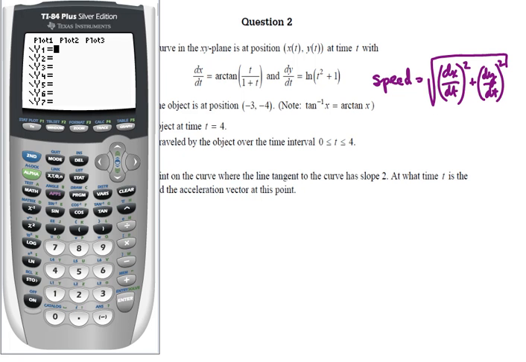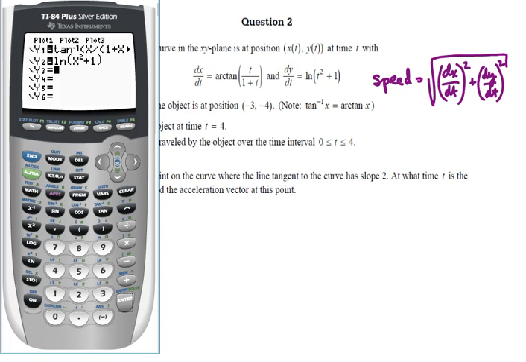Alright, so I'm looking for dx/dt as arctangent. So that's the arctangent of t, or x in this case, divided by, and I'm going to need parentheses there, 1 plus x, close parentheses, and I have my first function, the arctan of x over 1 plus x. And for the y, dy/dt, sorry, that's just natural log of x squared plus 1, close parentheses, and we're all set there. So I have my two functions in there.